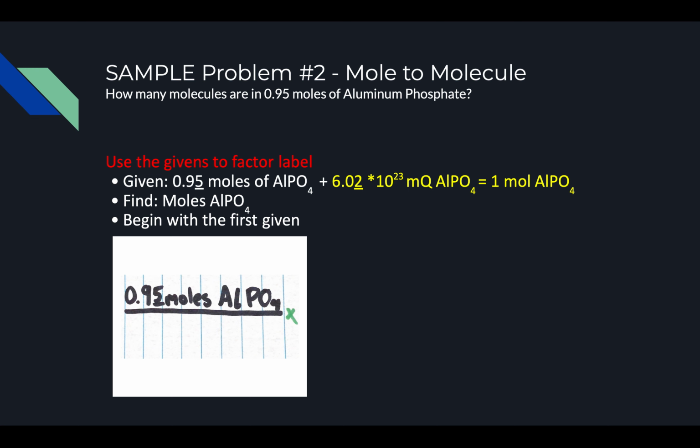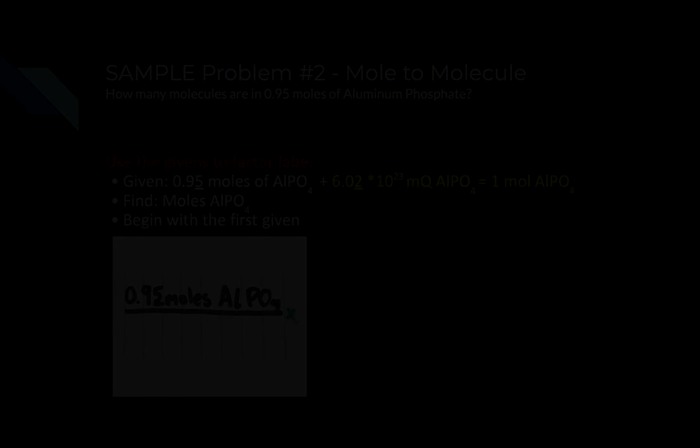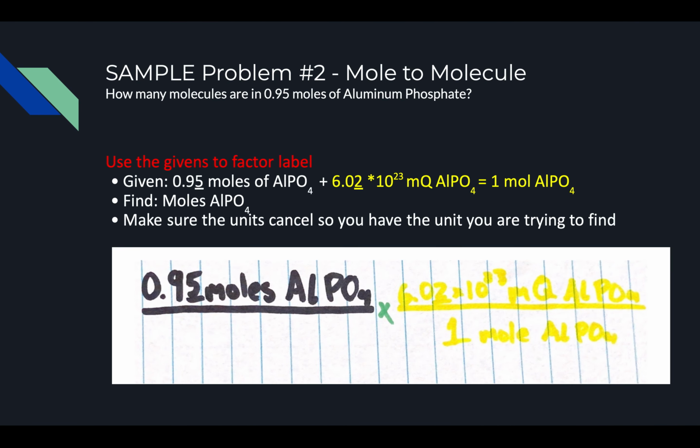It's important to note that you should begin with the first given, as pictured here, which is 0.95 moles. Next, you need to make sure the units cancel out so that you have the unit you're trying to find. So we have moles on top when you begin. So now we need to put it on the bottom so they cancel out. And that way you're just left with molecules.